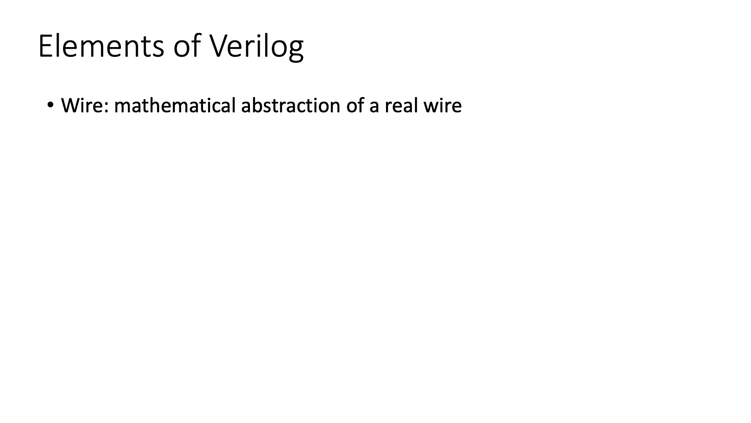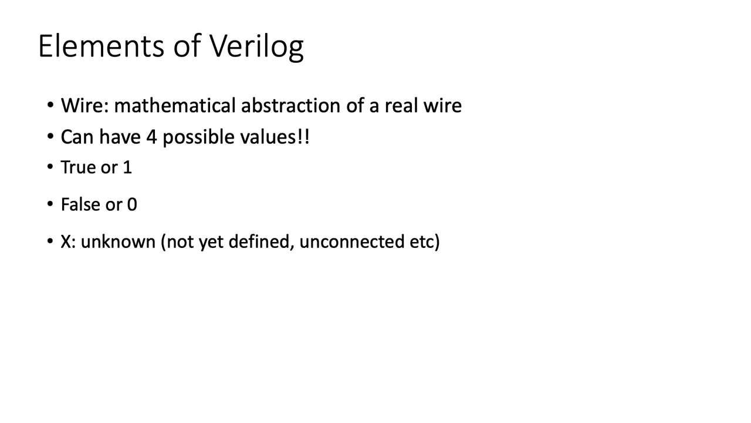So, one of the elements of Verilog, one of the keywords, is called wire. It's a mathematical abstraction of a real wire, as if you have a wire in your hardware, right? It can have 4 possible values. So true or 1, false or 0, x, which is unknown or not yet defined, depending on the scenario, or perhaps unconnected, right? The wire is not connected. And z is like high impedance. So these are the different possible values that a wire can have when you define it in Verilog.